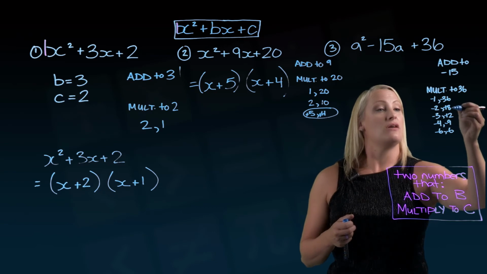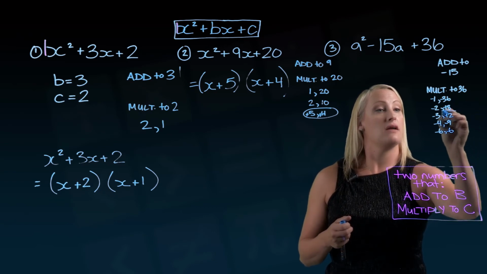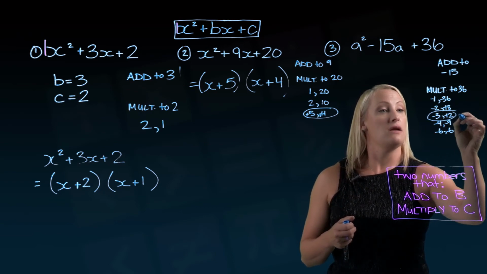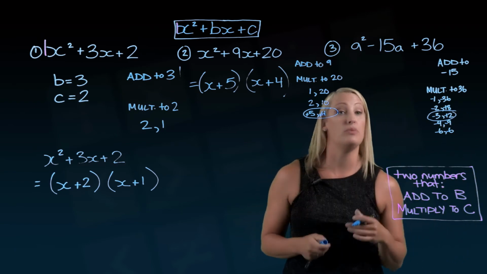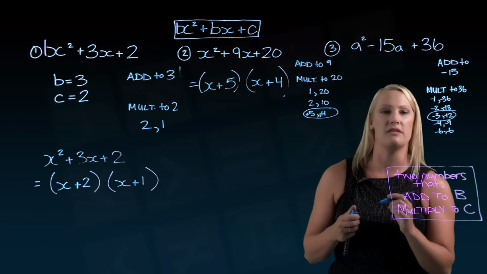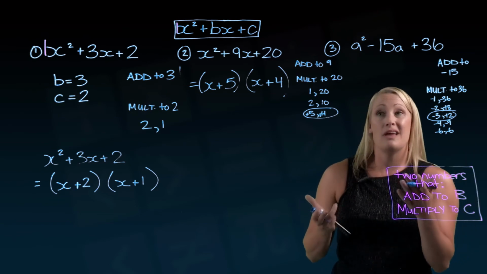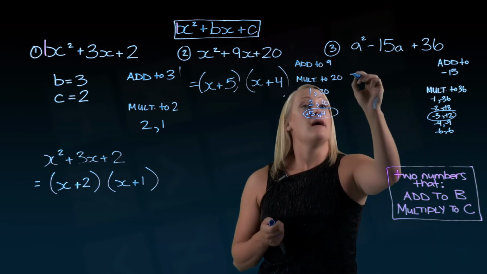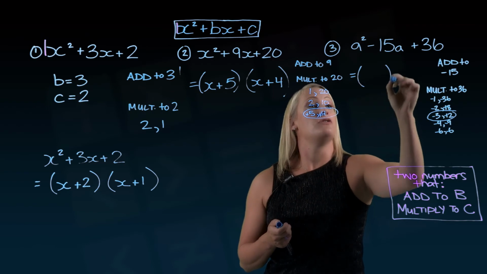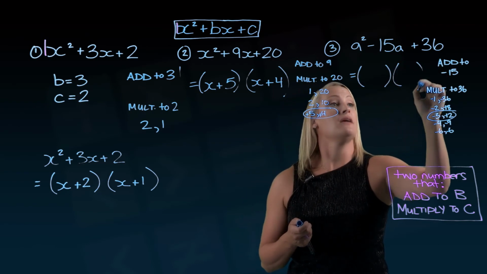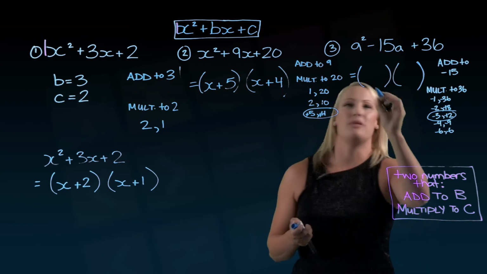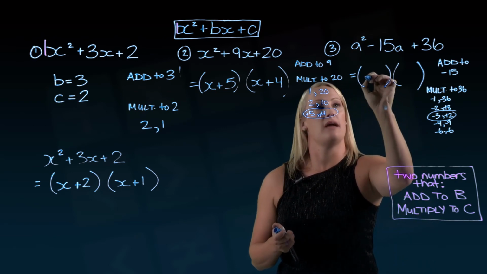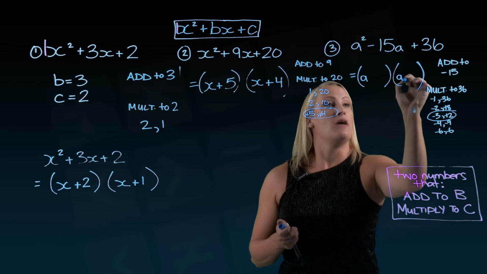And if we take a look down our list, it looks like negative 3 plus negative 12, or negative 3 subtract 12 would be negative 15. So those are our numbers right there. And once we've got those numbers, again, that's the hardest part, we are now going to put our two brackets in. This time we're dealing with an A rather than an X, but that's okay. It doesn't matter. We're just going to put an A in front rather than an X.